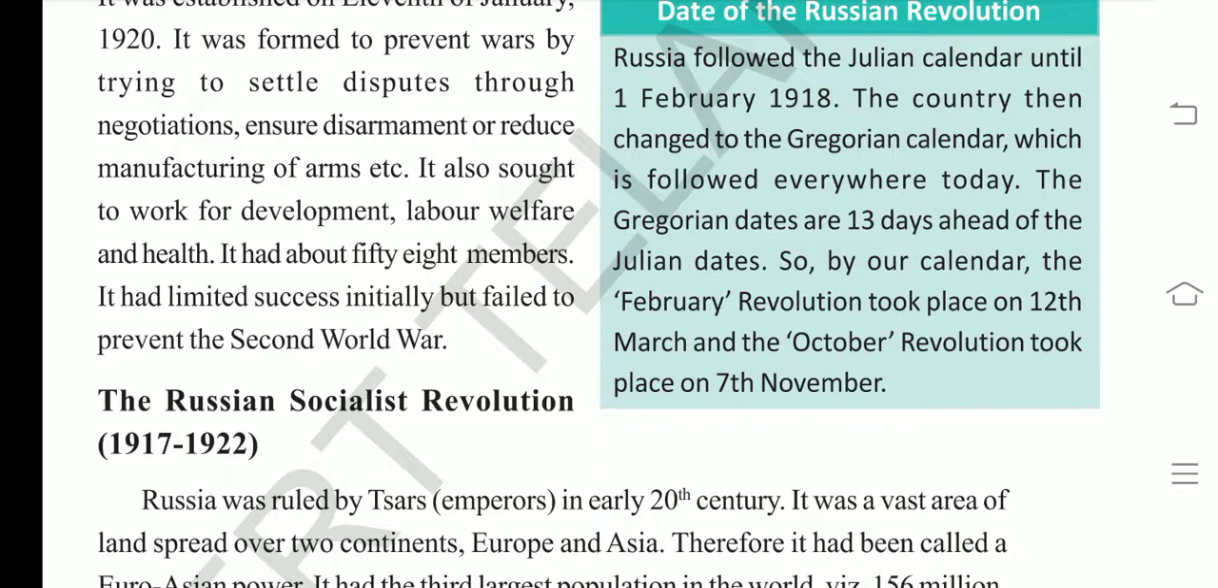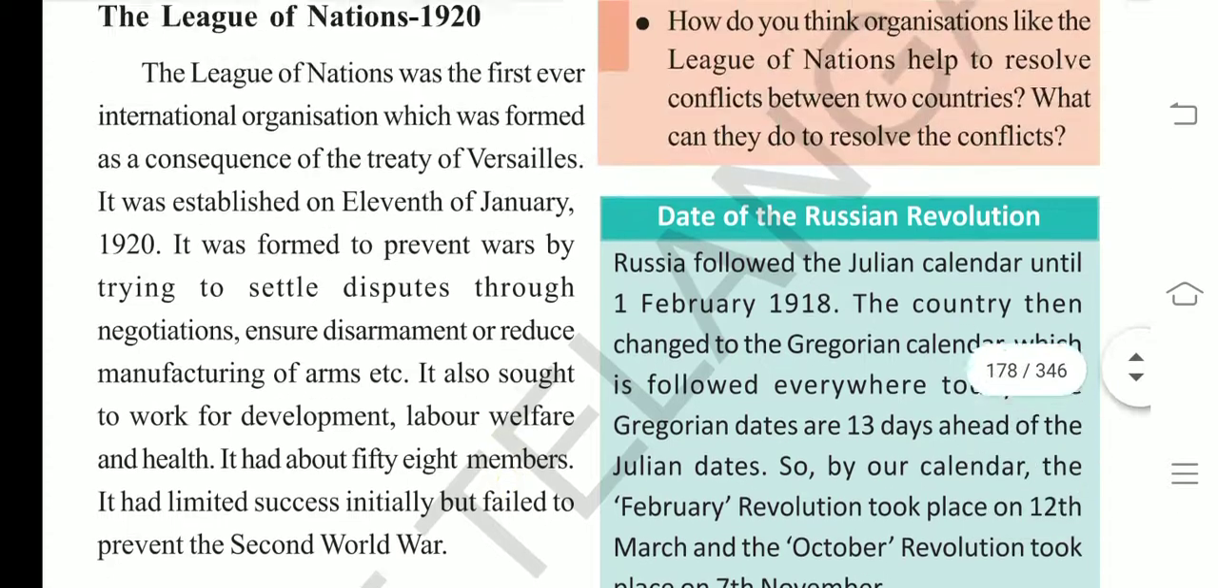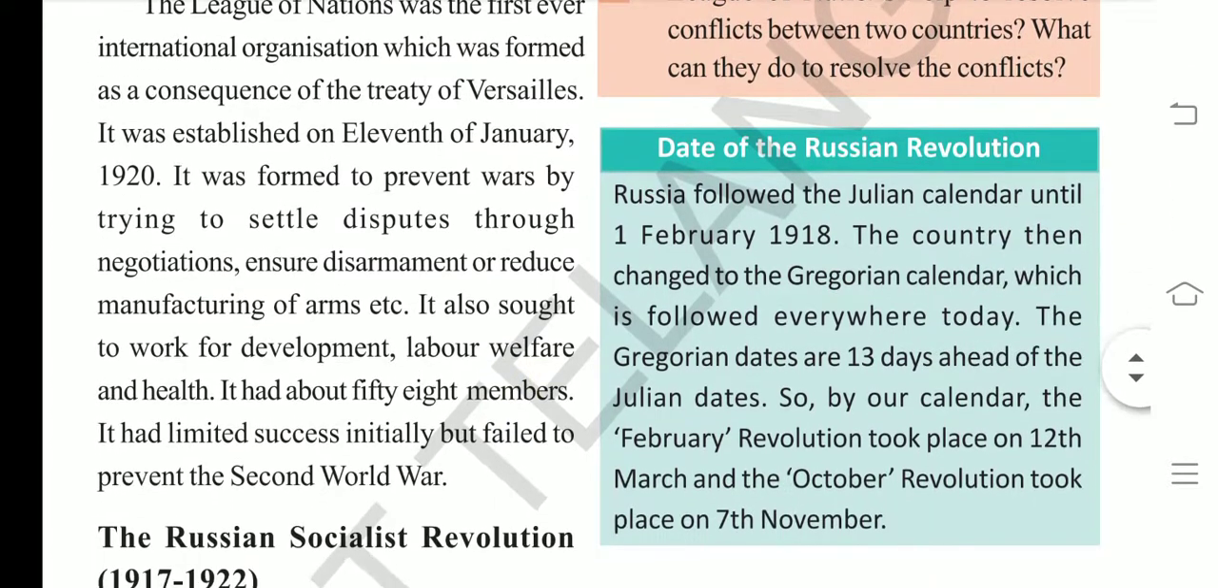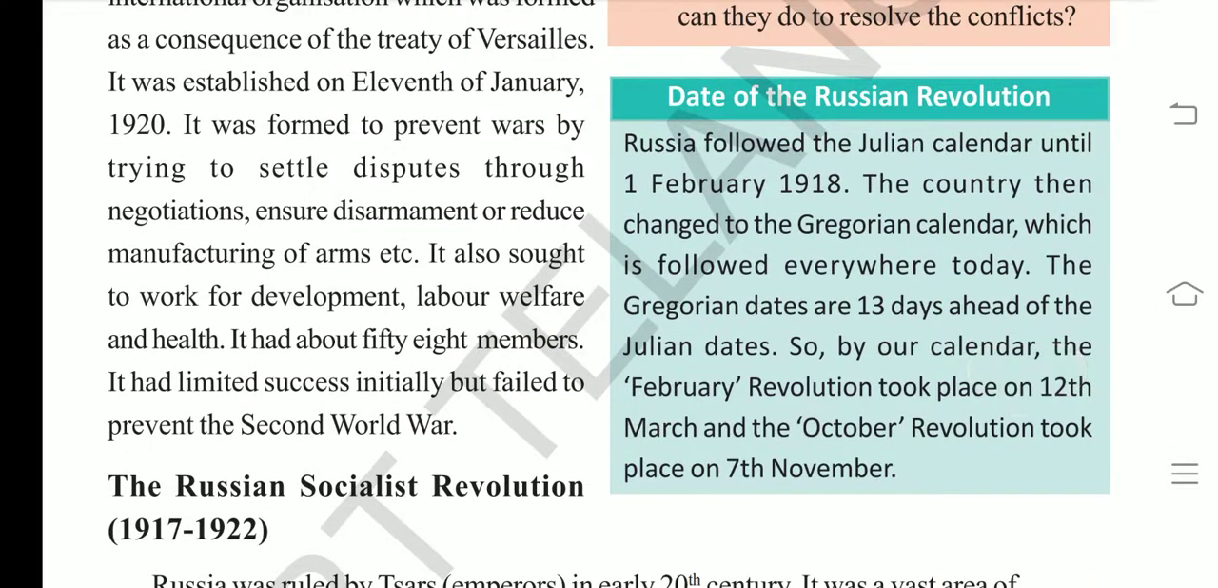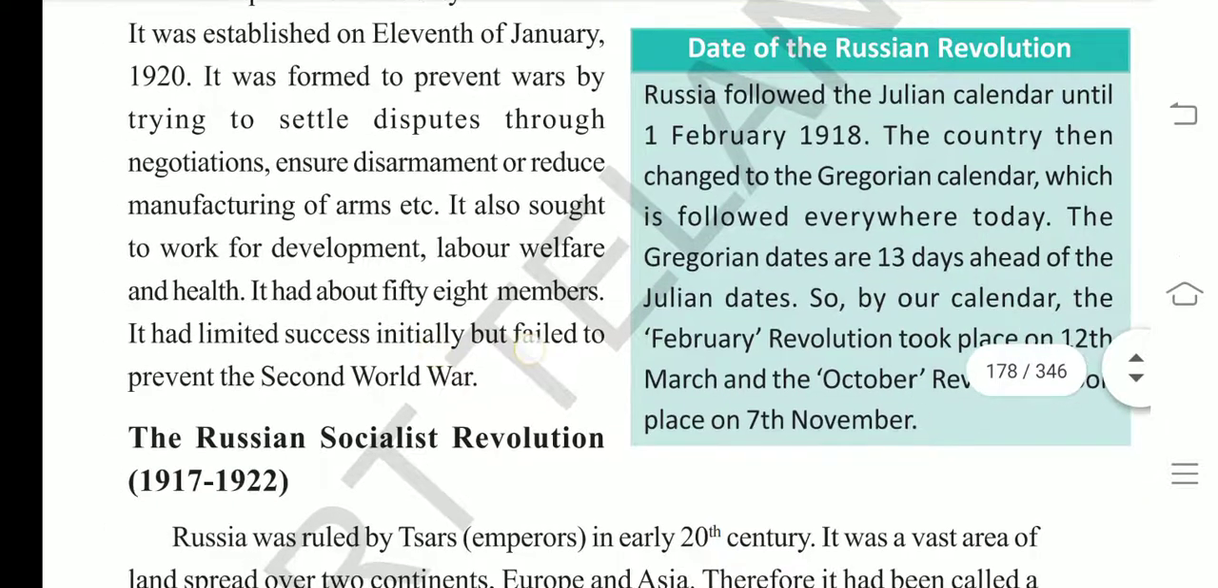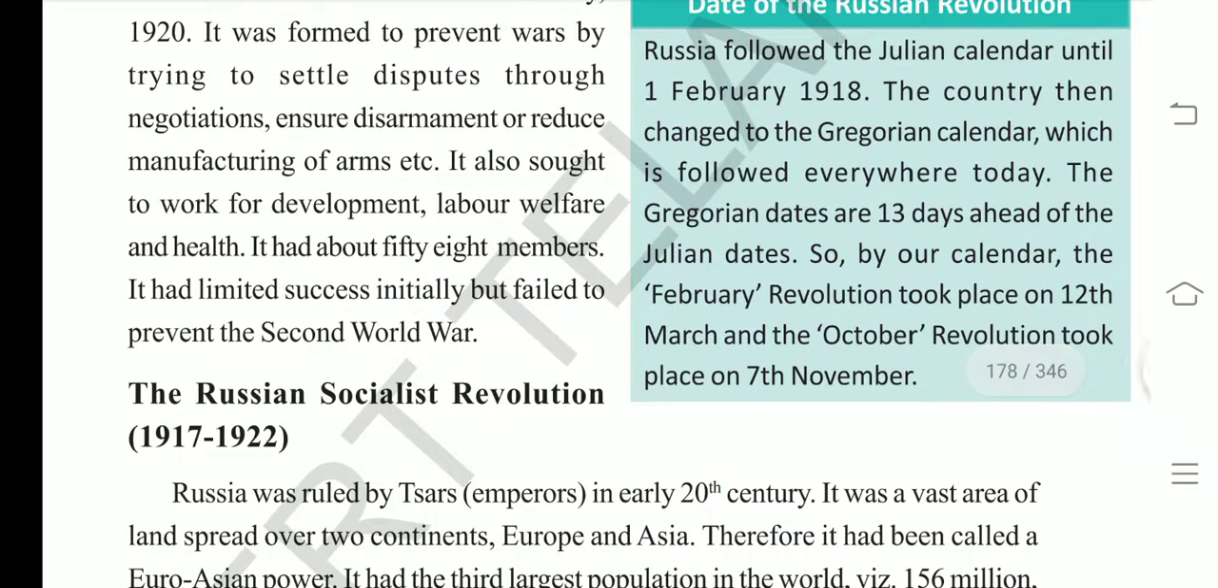Before World War II, we will discuss the failure of the League of Nations. For two more questions, it will be asked: what are the aims of the League of Nations? This is about League of Nations. The next important topic is the Russian Socialist Revolution.